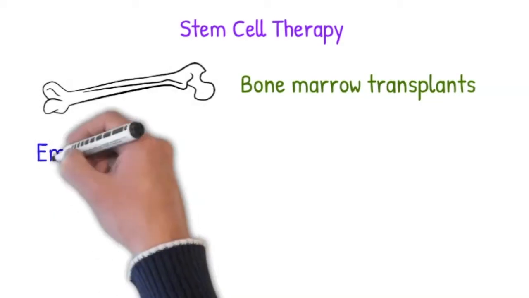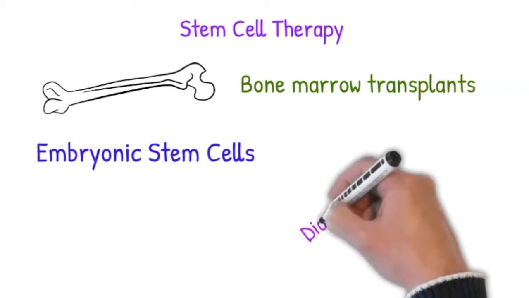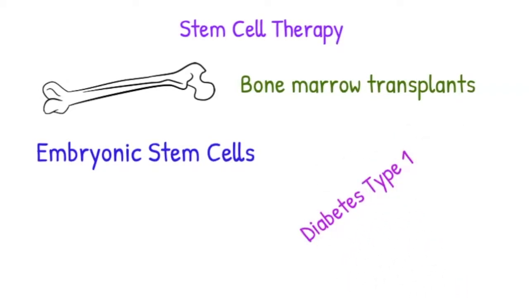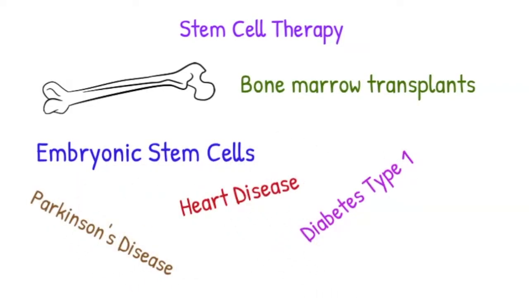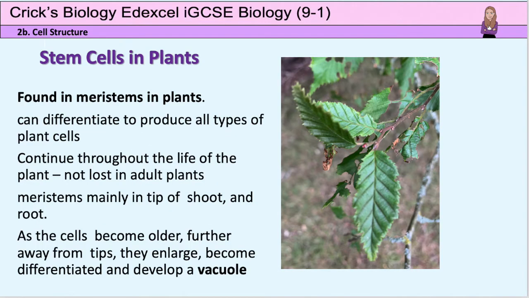The best way to use stem cells would be to use embryonic stem cells, which can differentiate into any type of cell. There is a lot of research going into this, and there is hope that they can be used to treat diabetes type 1, Parkinson's disease, heart disease, or even paralysis. However, we have a long way to go, and there are many people who object morally to using these cells for medical purposes.